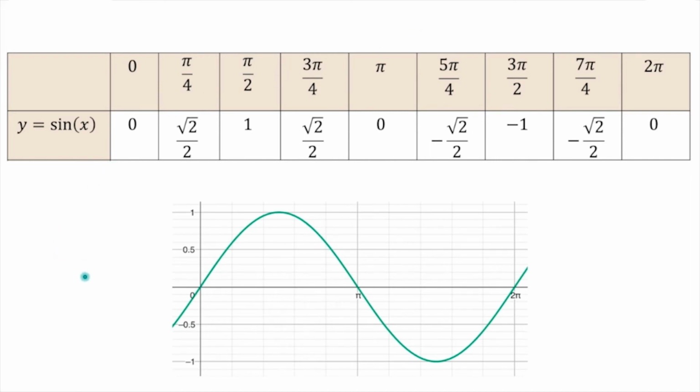We know what sine x looks like, and it's important to note that the value of b is 1. What do you think happens to the curve when we try to graph y is equal to sine 2x? Use your calculators to find the values of y.